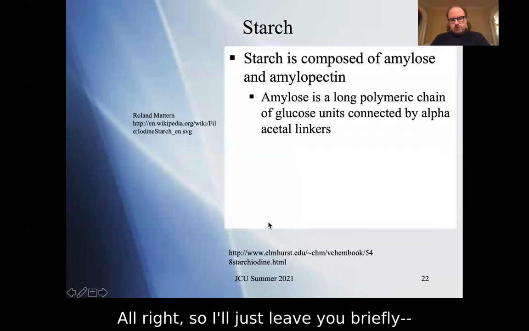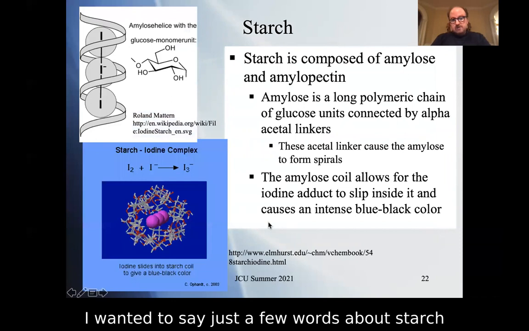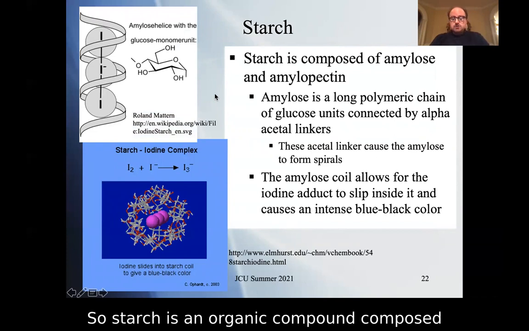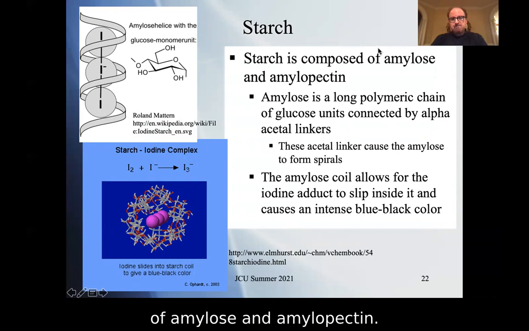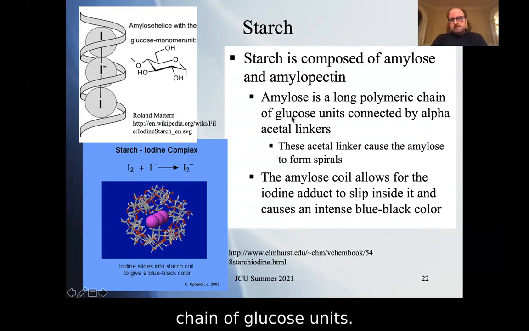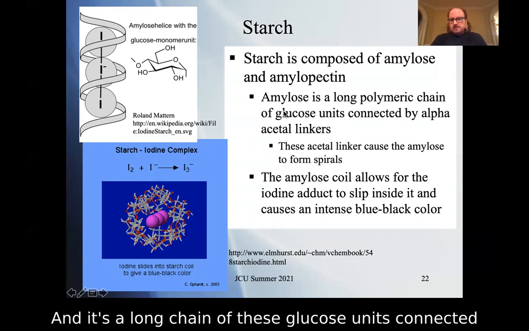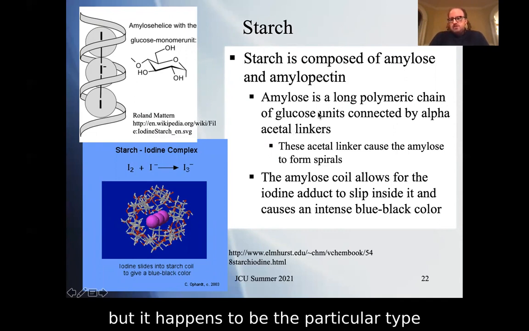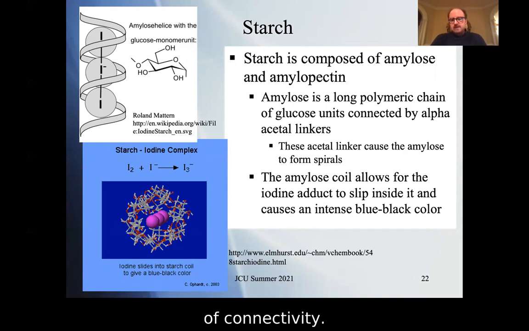All right, so I wanted to say just a few words about starch in terms of explaining where that color change is coming from. So starch is an organic compound composed of amylose and amylopectin. And it turns out that amylose is a long polymer chain of glucose units, right? Glucose is a sugar. And it's a long chain of these glucose units connected in a particular way, what's called an alpha acetal linker. The connection itself isn't important, but it happens to be the particular type of connectivity.